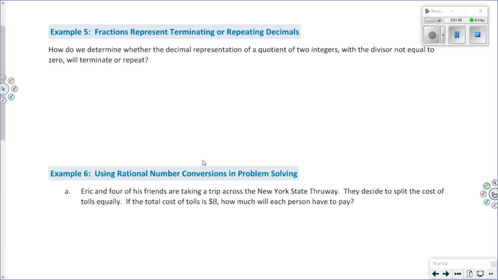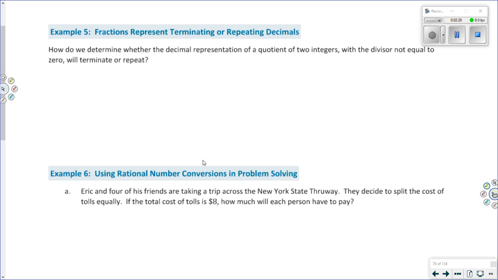So, how do we determine whether the decimal representation of a quotient of two integers with the divisor not equal to 0 will terminate or repeat? Do you remember this part? So it's kind of wordy. We need to tap back almost probably a week and a half here. Do you remember the lesson that we did where we didn't do any dividing, and we just did 2s and 5s? Do you remember that? Okay.